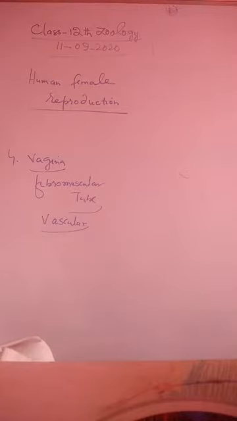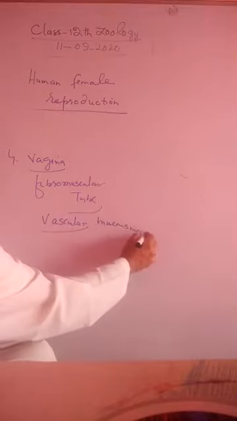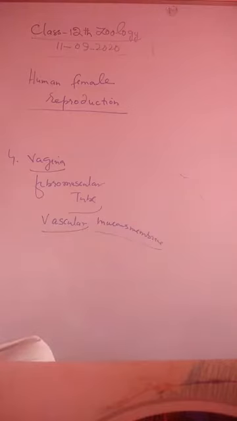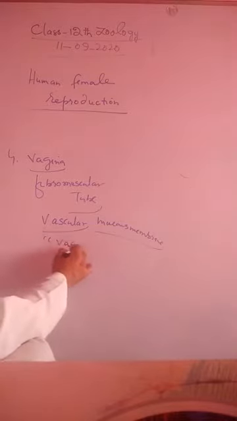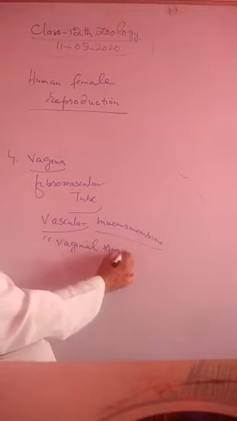It is internally lined by mucous membrane. The mucous membrane lines the inside of the vagina and is raised into transverse folds called the vaginal rugae. There are some folds present in the vagina. They are called vaginal rugae. Lastly, it opens outside by a vestibule called the vaginal orifice.